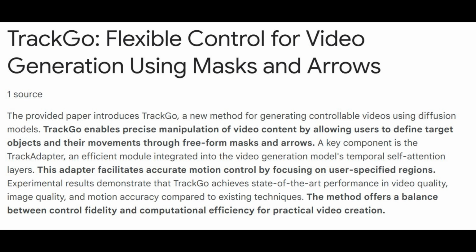Exactly. But before we get too carried away with all the amazing things TrackGo can do, we should acknowledge that, like any new technology, it does have its limitations. Right, it can't be perfect. Yeah. What are some of the things that TrackGo still needs to improve on? Well, one of the main limitations is that it can struggle with very large movements. If you try to make an object move too far or too quickly, the generated video can start to look distorted. Okay, so it's good for precise movements, but maybe not for those grand sweeping actions.